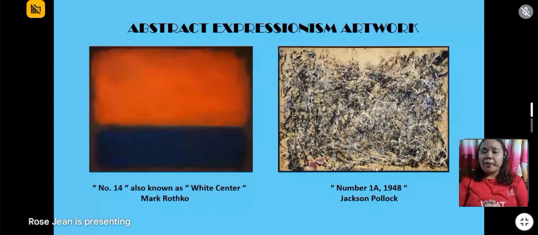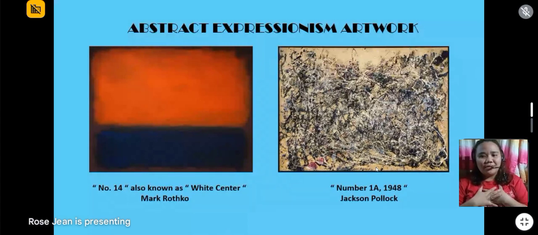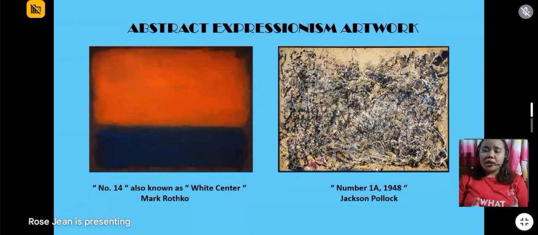Next is Number 14, also known as White Center, by Mark Rothko. Rothko's large-scale, color-filled paintings like Number 14 are characterized by blocks of vibrant colors that seem to vibrate with emotion and spirituality, inviting viewers to contemplate the interplay of light and space.